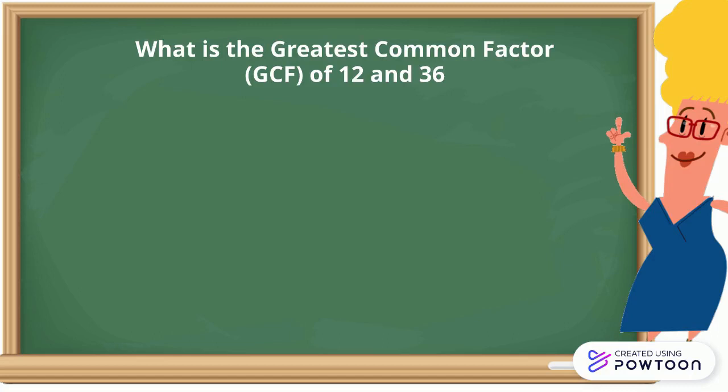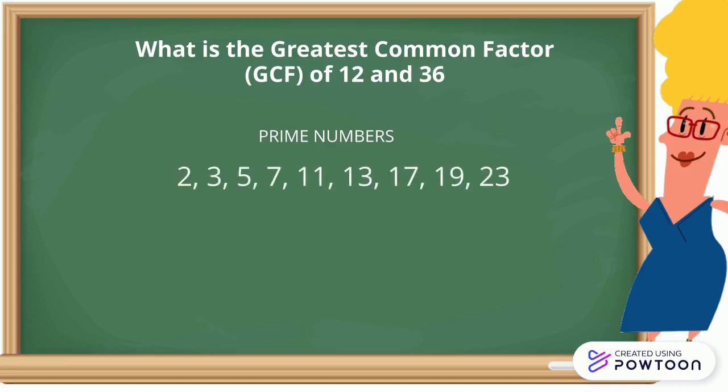Another method used to find the greatest common factor is using prime factorization, which means taking a number and factoring it into its primes. So it'd be good to memorize our first 7 to 9 prime numbers, and they're listed there for you.